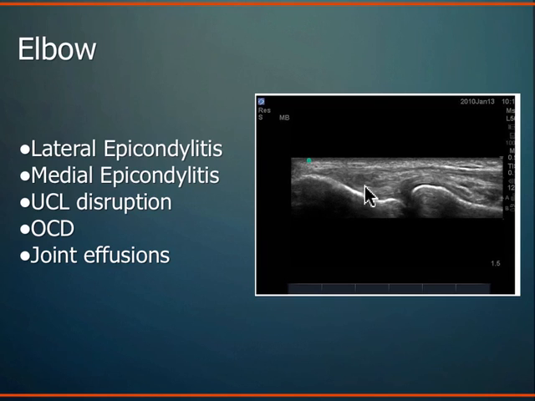And again, you can do direct injection treatments with new modalities like platelet-rich plasma and some of these things you guys have probably heard about. And you can use ultrasound guidance very well for that.